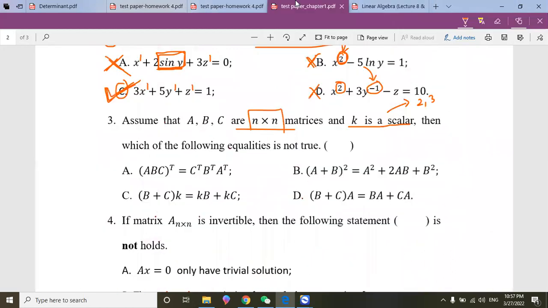AB not equal to B. Okay. Transpose matrix of C. Okay. A plus B squared is equal plus.